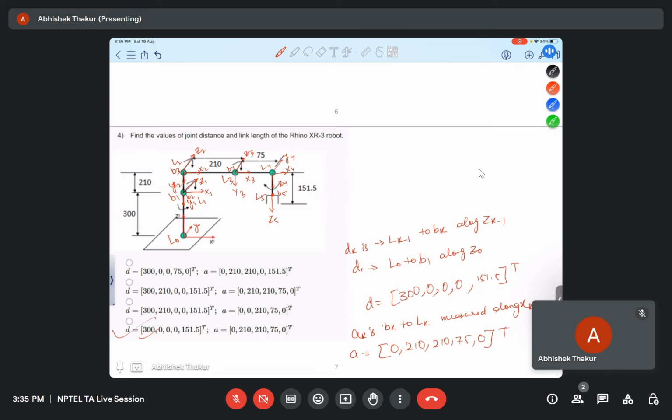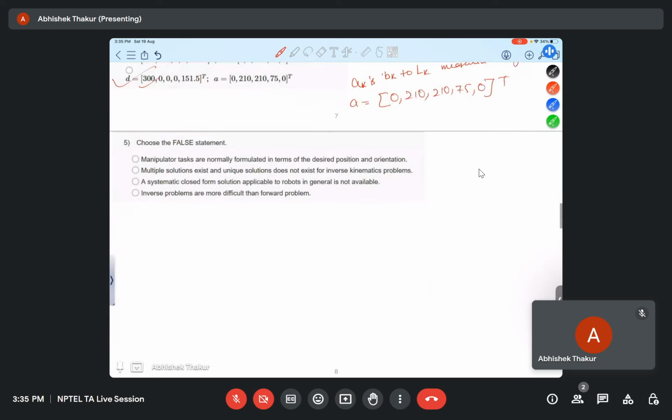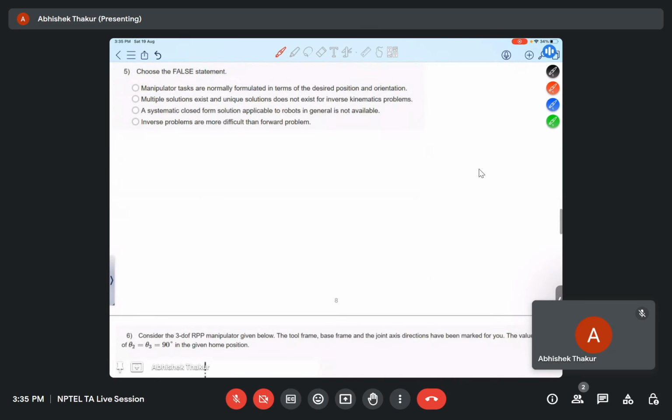So you can see, you can calculate easily by first assigning the coordinate frames, then find the B value, and after that find A using the definition which we have taught in the class. Okay. So if you have any doubt, you can ask in the comment box.